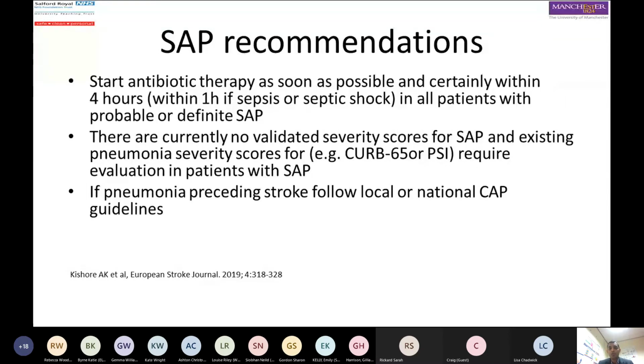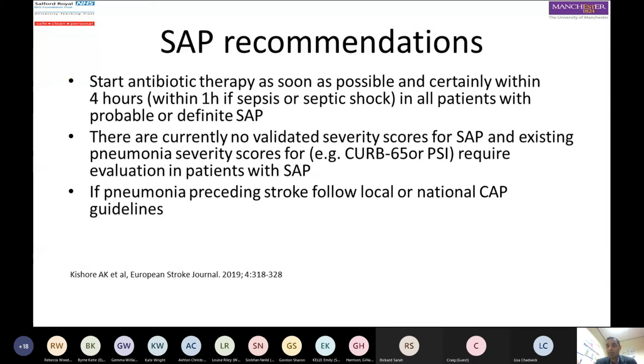So in terms of how soon do we give the antibiotics? Again, we looked at the BTS guidelines and other guidelines for recommendations, and we felt that we could not change because of the lack of evidence on when we should start it. We felt that we should be starting antibiotics as soon as possible, and certainly within 4 hours. And if there are signs of sepsis or septic shock, then as soon as possible and within 1 hour. We have used CURB-65 scores in this case, but again, there are currently no validated severity scores for SAP, and existing pneumonia severity scores would require further evaluation in SAP patients.